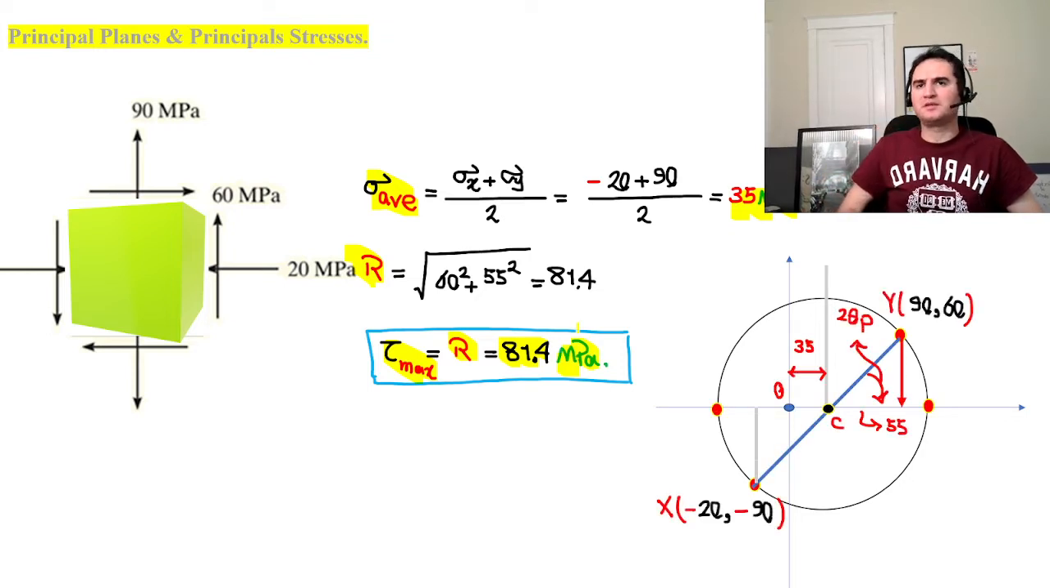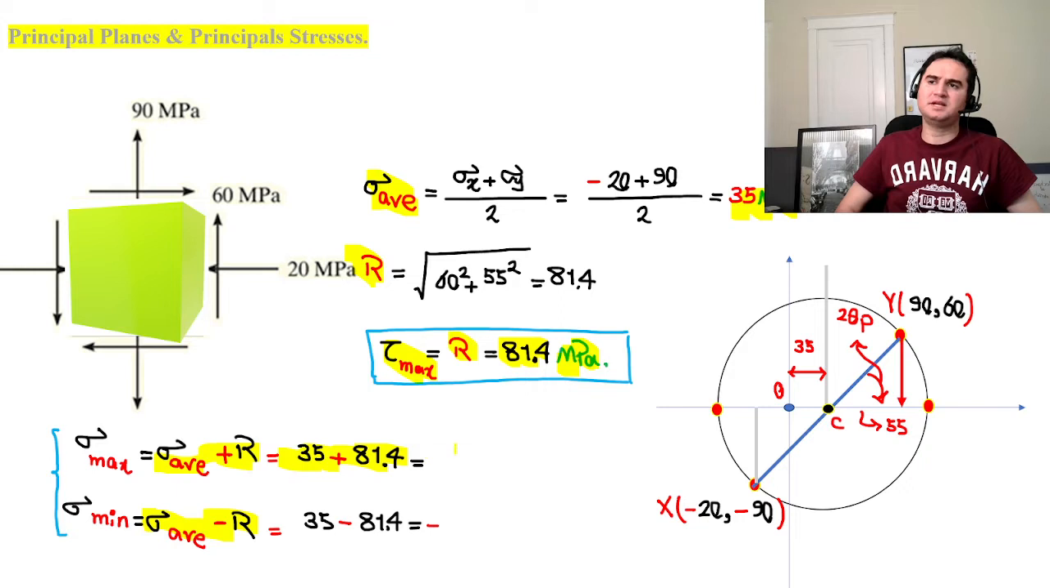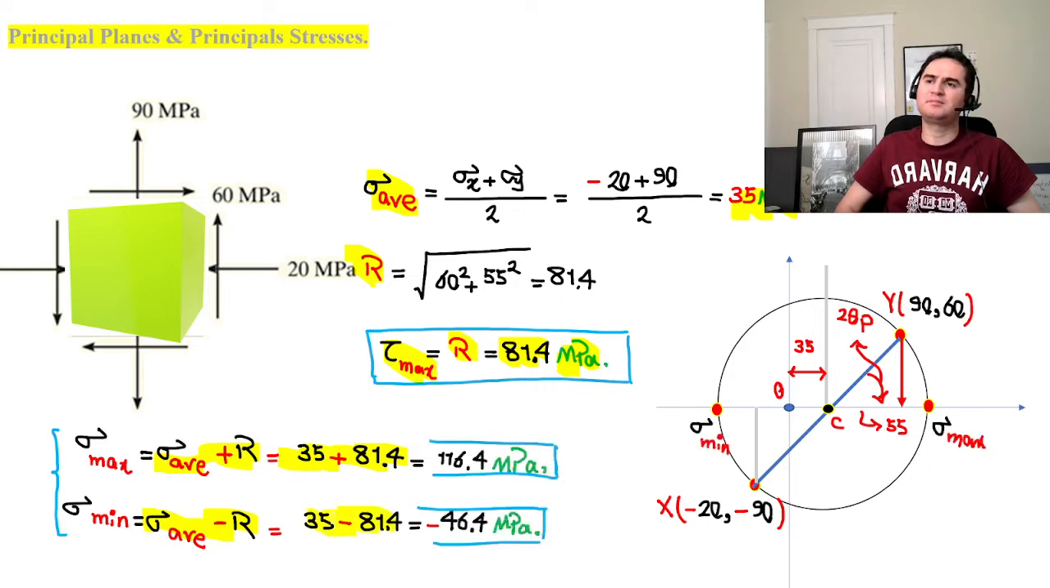If you want to calculate sigma max and sigma min, it's sigma average plus R and sigma average minus R: 35 plus 81.4 and 35 minus 81.4, which gives you a sigma min of negative 46.4 and a sigma max of 116.4 megapascal. Again, 2 theta p, the principal angle, is the rotation from the origin that gets you to sigma max.